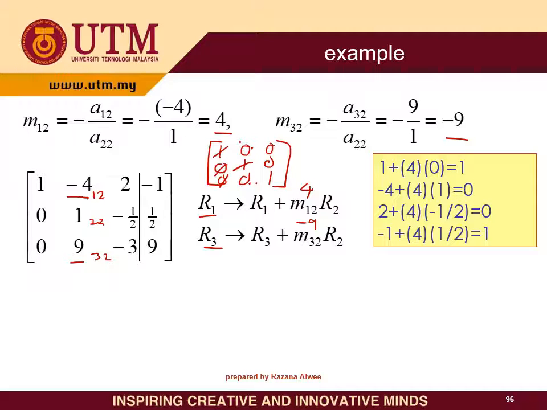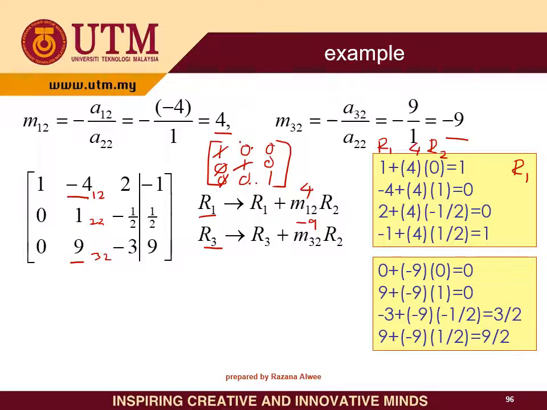So this is for row 1, 4, and row 2. And the answer will be a new row 1. This one is row 3, negative 9. This one is row 2. And the answer to this will change row 3.